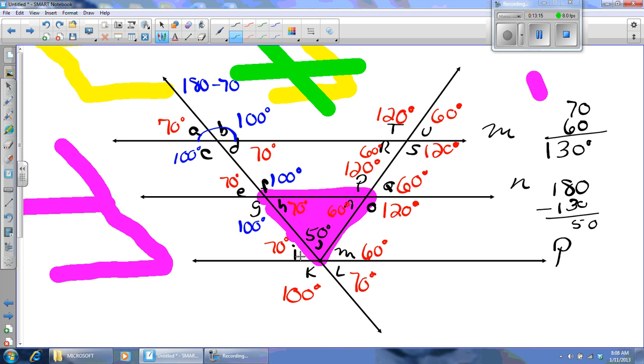Now to check myself if I'm right, these three angles should make 180. 70, 60, 50. Well, 0, 13, and 5 is 18, and there you go. If I check this way, those three should make 180. Okay. These two here, J and M, that big angle from there to there would be vertical with this angle, here to here. Okay.